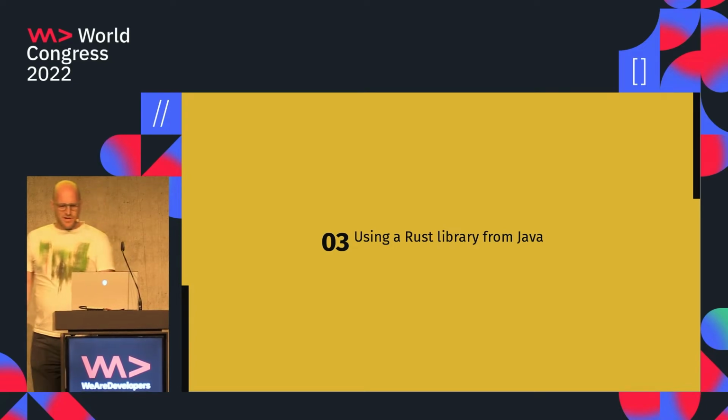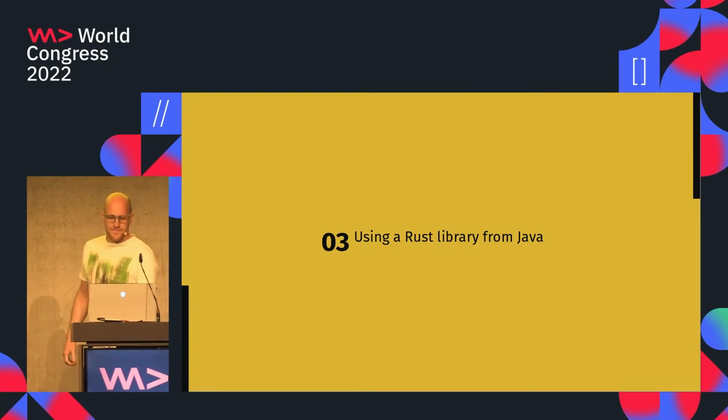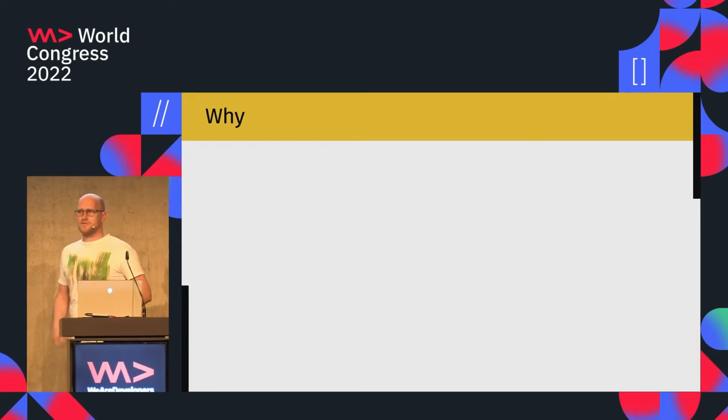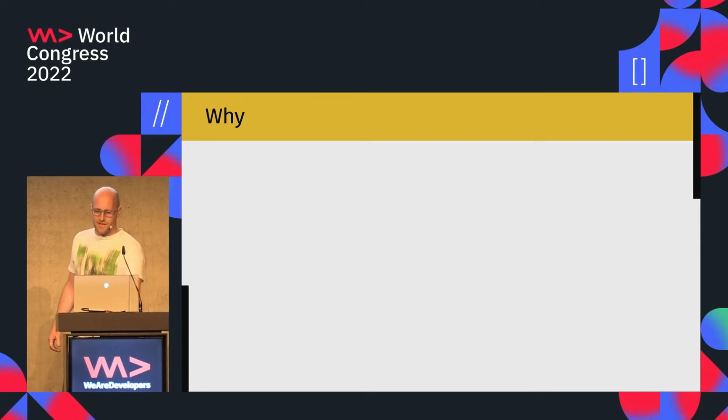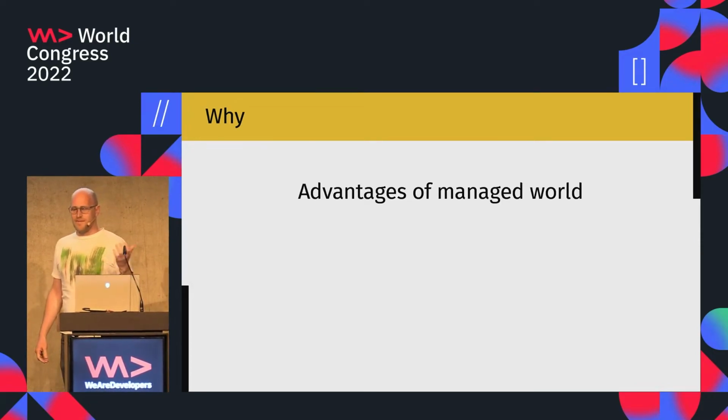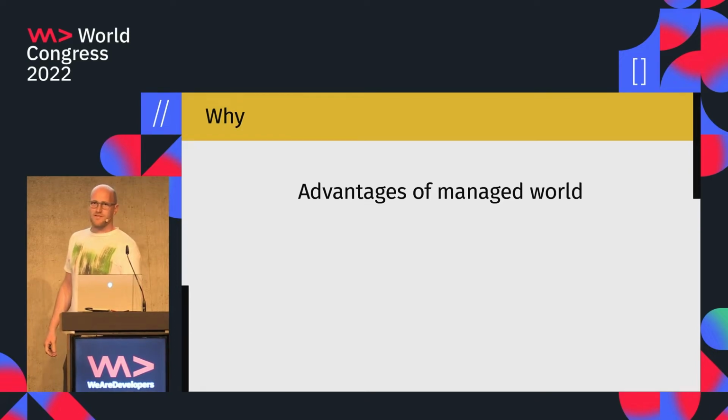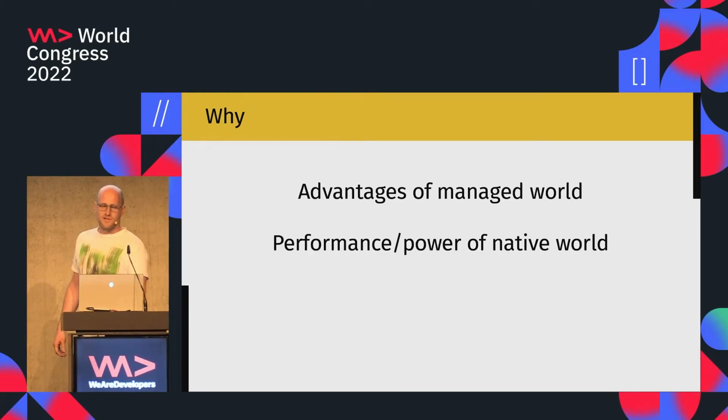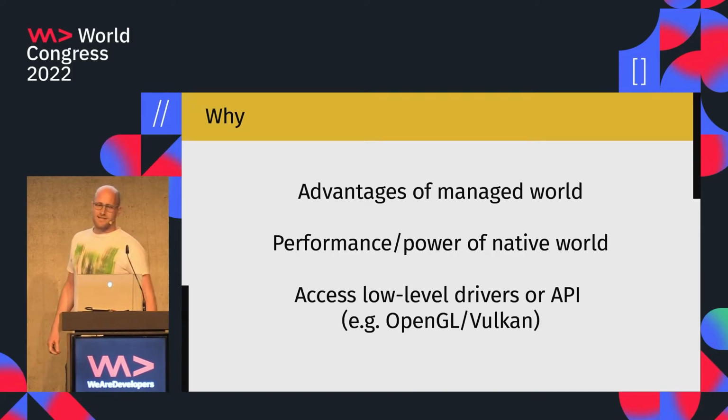OK, let's have a look at how to do this from Java. Why would you access Rust from Java? So yeah, the cool thing is you get the advantages of the managed world and also the power and performance of the native world. Or you can access low-level drivers or APIs like OpenGL or Vulkan or any hardware stuff.